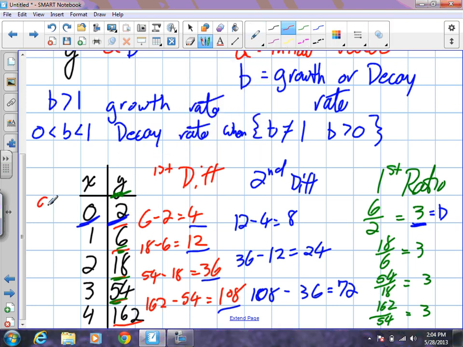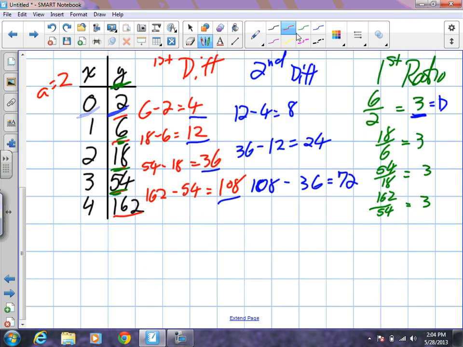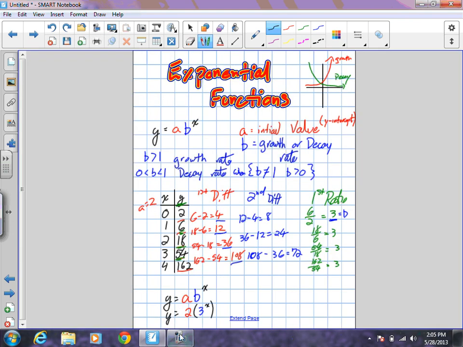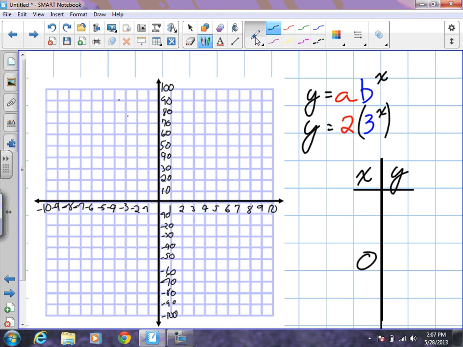I can already build my exponential function just from that table. y is equal to, remember it's a times b to the power of x. Our a is what value? Yep. 2 times 3 to the power of x. That's it. There's our exponential function. We have our initial start and we have our growth rate, just looking at that table. Okay? We've already figured it out. So, how do we graph that? Okay. So, we have our equation now. Our a value was 2, and our b value, our growth rate, happened to be 3. We need to graph this.